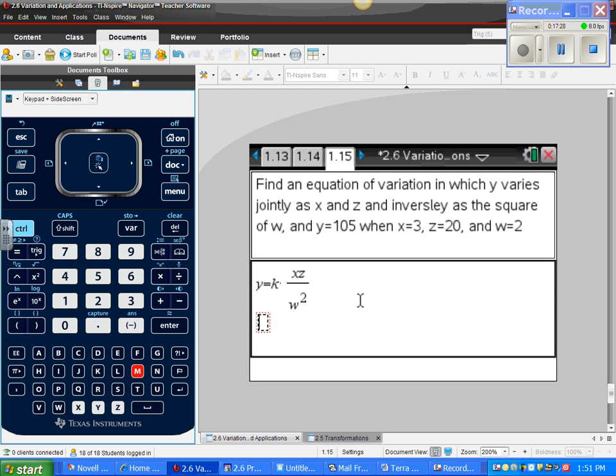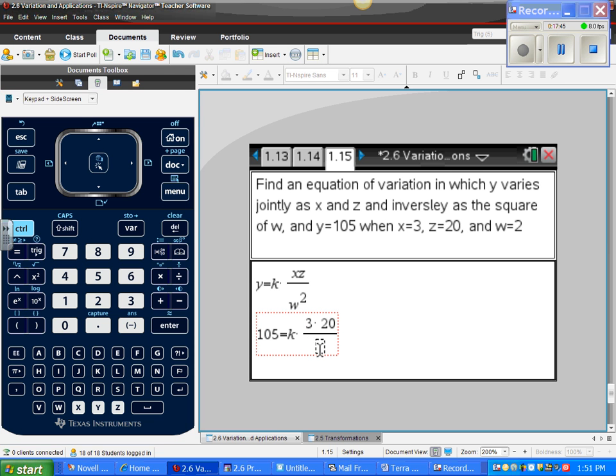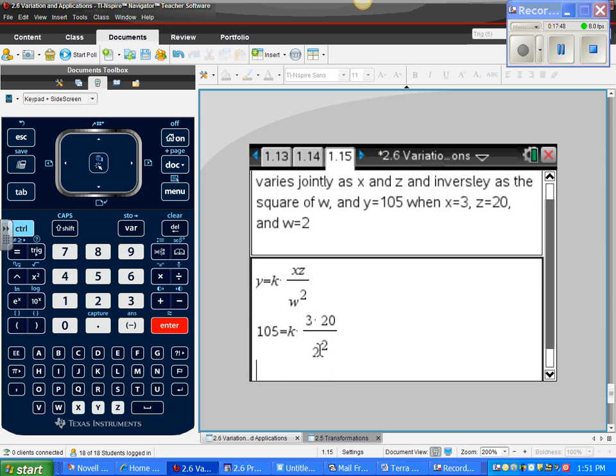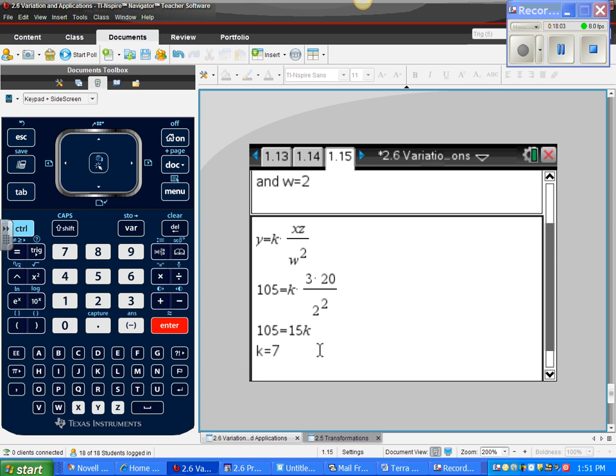We know that y is 105. We don't know k. We know that x is 3 and z is 20 and w is 2. Okay, so when we simplify that out, we get 105 equals 15k, or k equals 7.